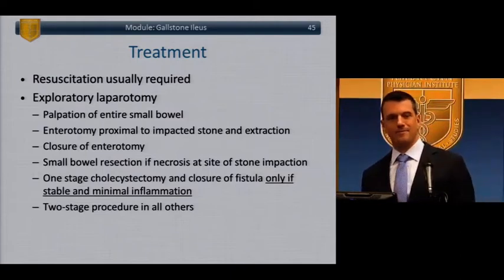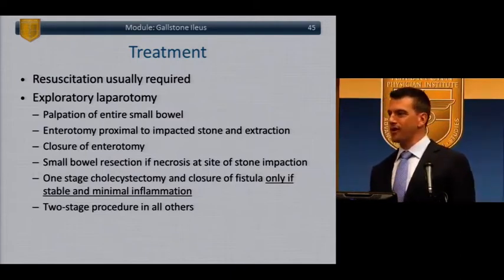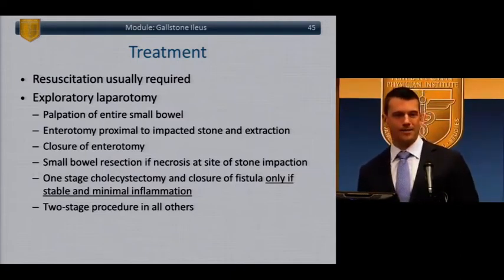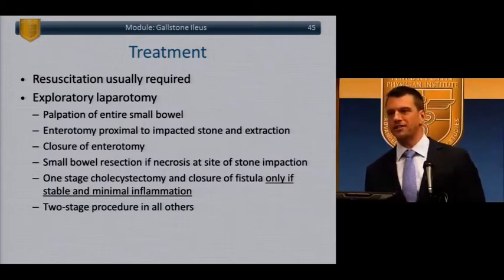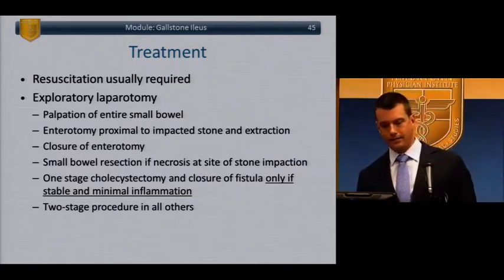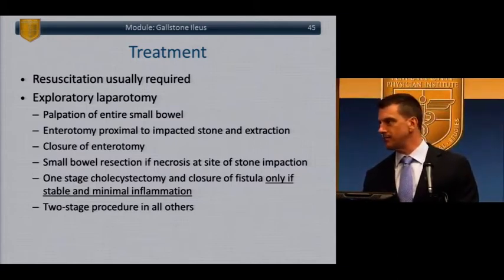The enterotomy is not made before because that is in front of where you're stuck, so you end up doing more bowel damage by trying to pull it forward where it's already stuck rather than pull it back into an area it's passed through. Small bowel resection may be required if there's necrosis and pressure ulceration at this site.